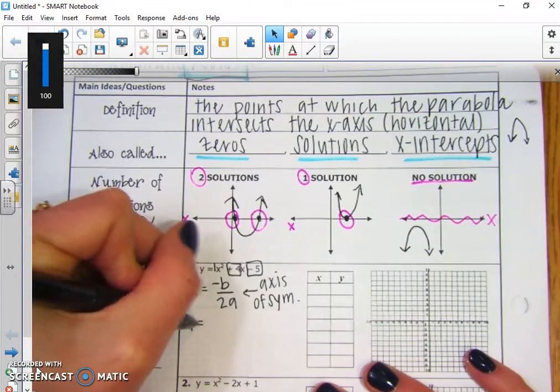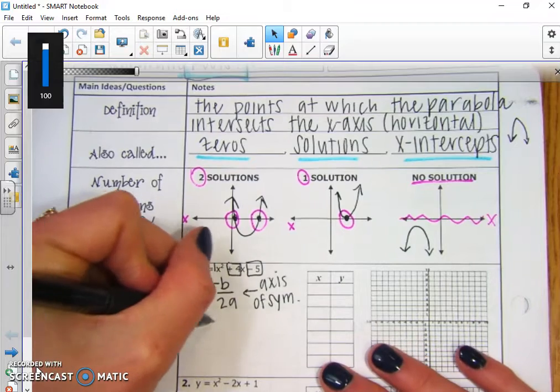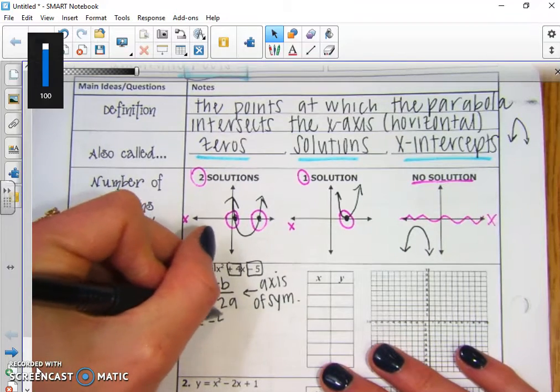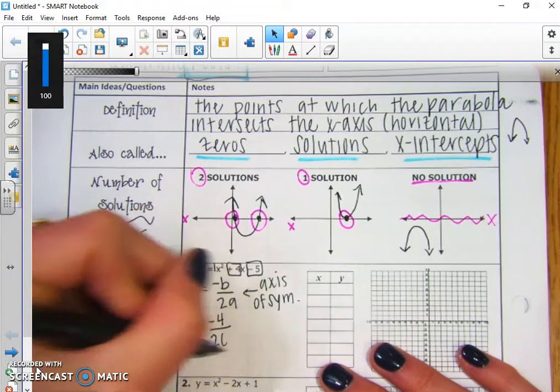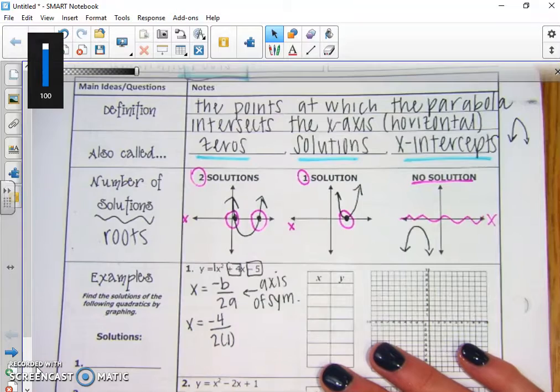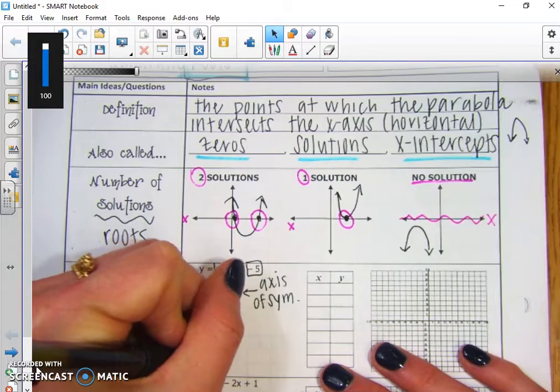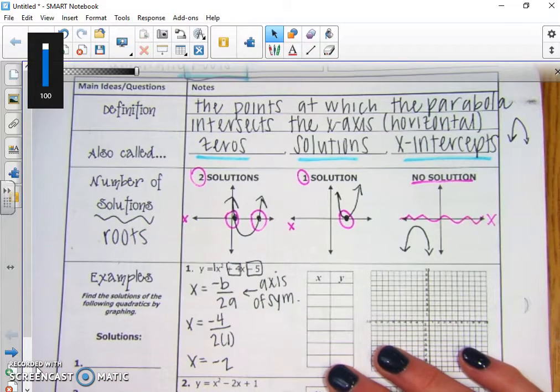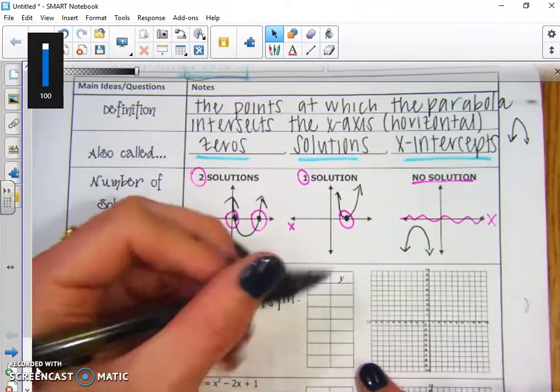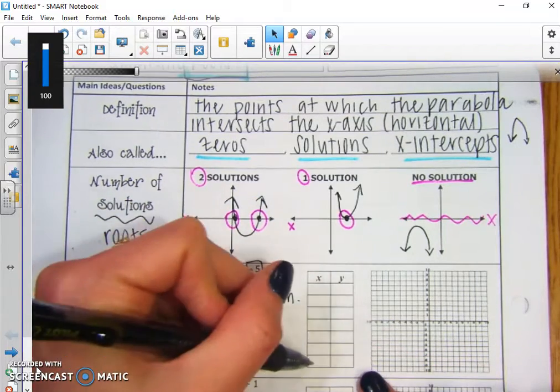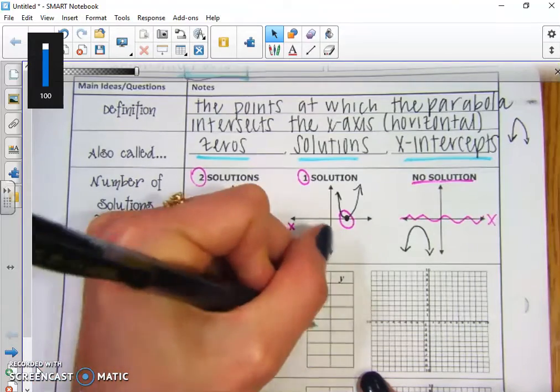So let's figure out the axis of symmetry. X equals negative b, so negative 4, over 2 times a, which is 1. So x equals, well, we've got negative 4 over 2, so negative 2. So that's our axis of symmetry. So I'm going to put that in about the middle of our graph. So 1, 2, 3, 4, let's put it here.